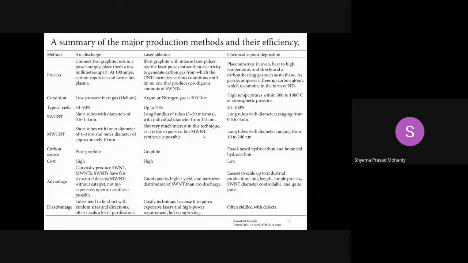Then you have laser ablation, where electricity is replaced by laser pulses. Completely different from these two processes is chemical vapor deposition, where we will be dealing with gases. Typically you can have methane which will be heated at high temperature and will decompose. You have free carbon atoms which will recombine to form the carbon nanotubes. Okay, so these are some of the processes and their comparison, their efficiency for the synthesis of carbon nanotubes.